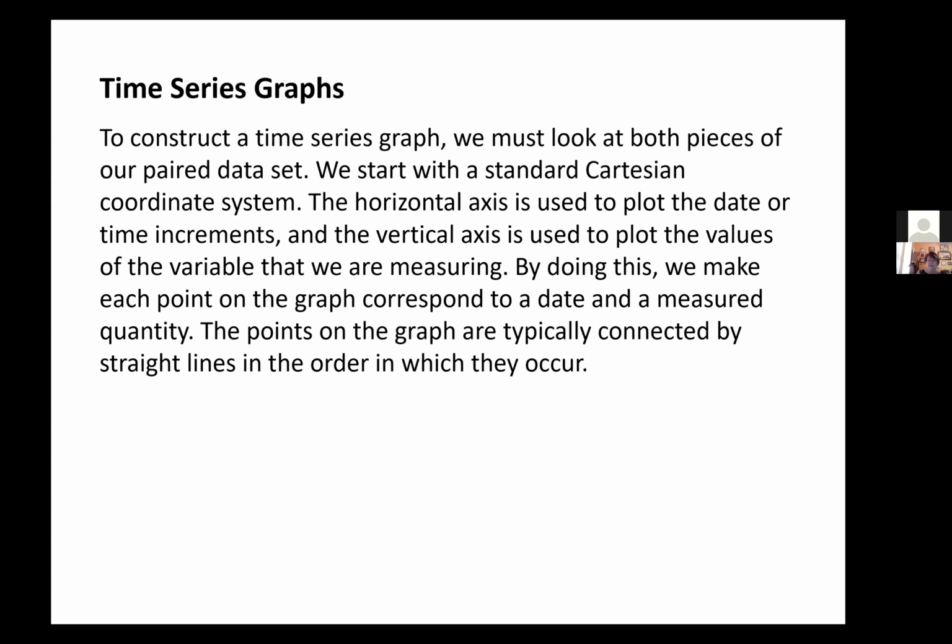The horizontal axis is used to plot the date or time increments. So horizontal is going to be time, and the vertical axis is used to plot the values of the variable that we are measuring. By doing this, we can make each point on the graph correspond to a date and a measured quantity. The points on the graph are typically connected by straight lines in the order in which they occur. And gosh, one that you've probably seen, a time series graph that you've seen a lot in the past 20 years or so, past 30 years.